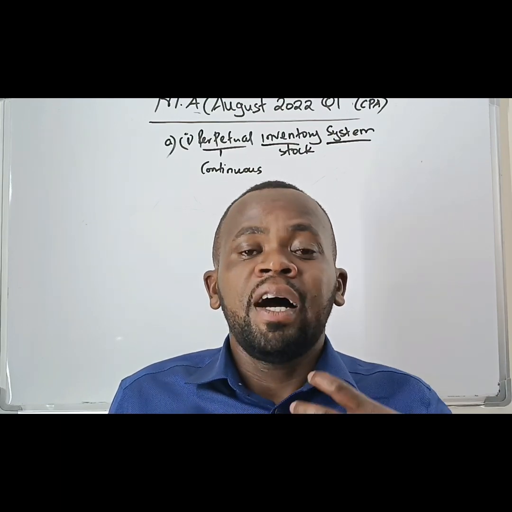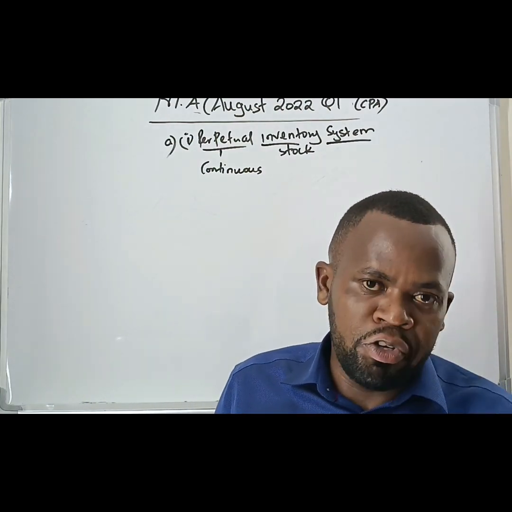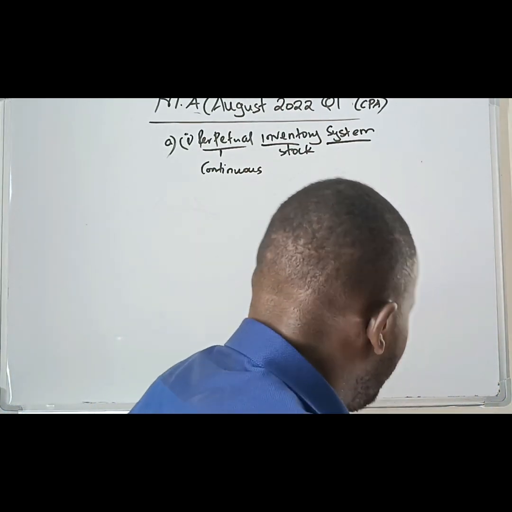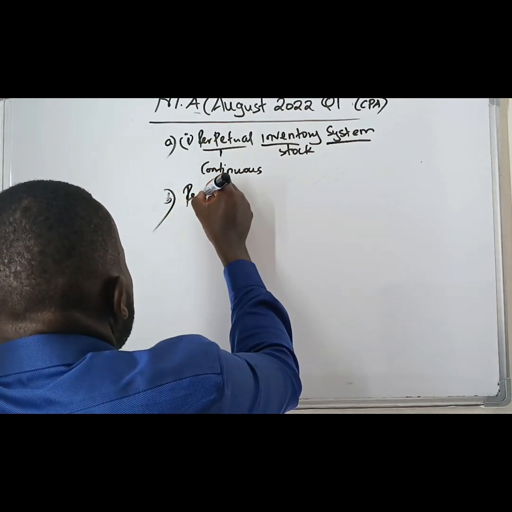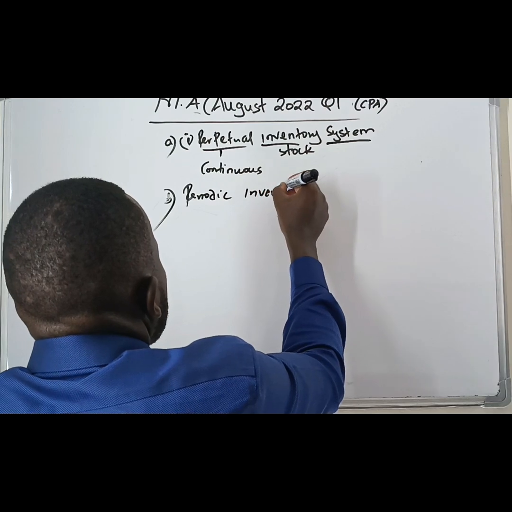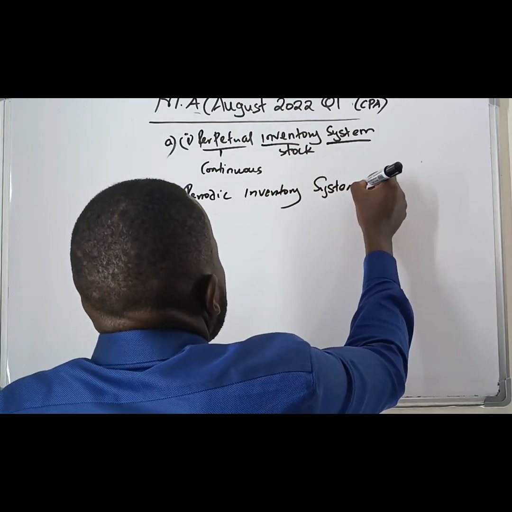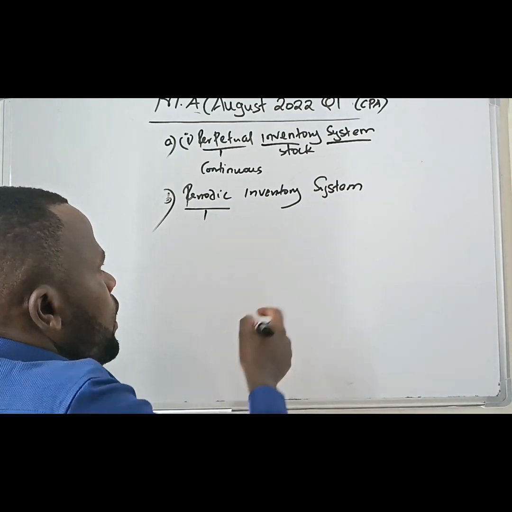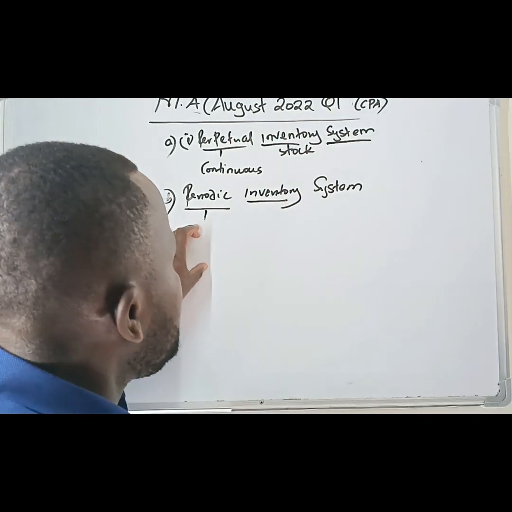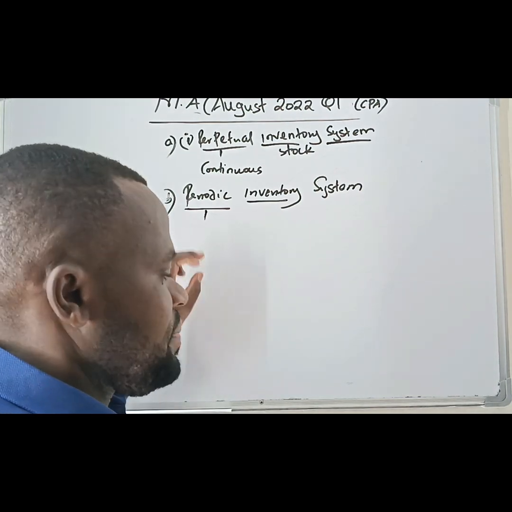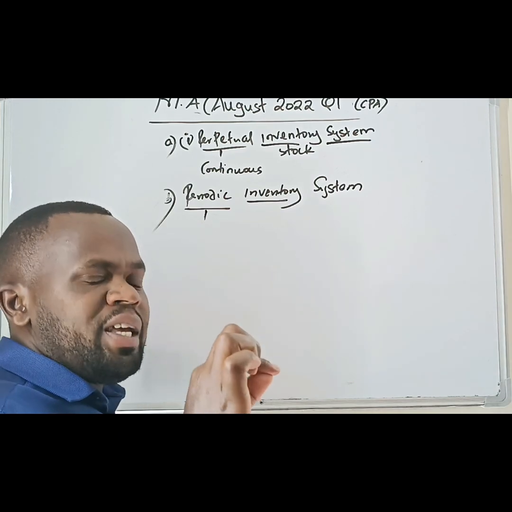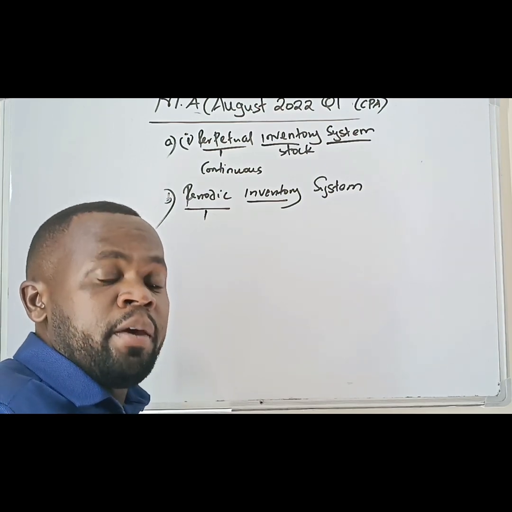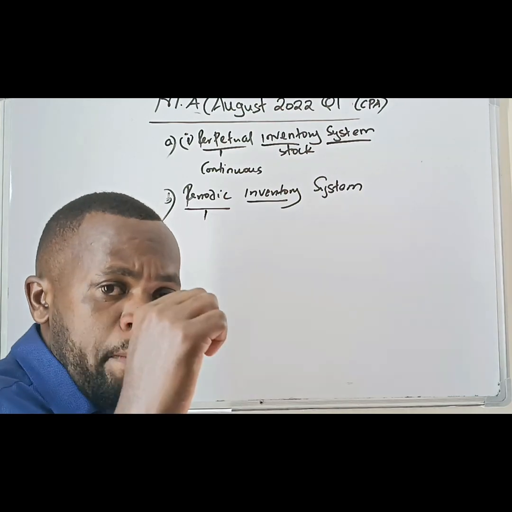Meaning we do not close our premises to count inventories as it is in the case for periodic. And Roman 2 is periodic inventory system. Periodic means at a particular period of time. We've talked of inventory being stock. So it is a stock valuation system or method where inventory or stock is counted at a predetermined period of time, maybe at the end of the company's accounting period.